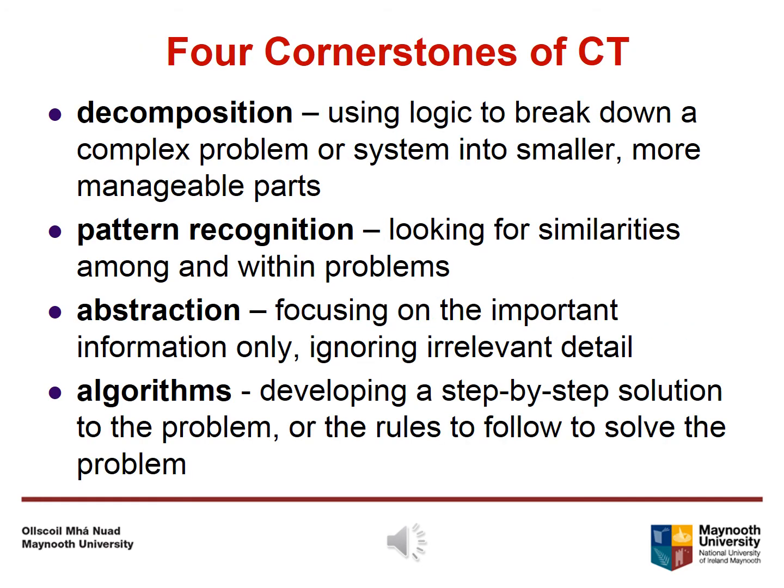So there are 4 cornerstones in computational thinking. The first part is decomposition. So you use logic to break down a complex problem or system into smaller, more manageable parts. Then you use pattern recognition. You look for similarities among and within the problems that you see. Then you move to abstraction, where you focus on the important information only and you ignore all the irrelevant detail. And then lastly, it's all about algorithms. So you develop a step-by-step solution to the problem or the rules to follow to solve that problem.